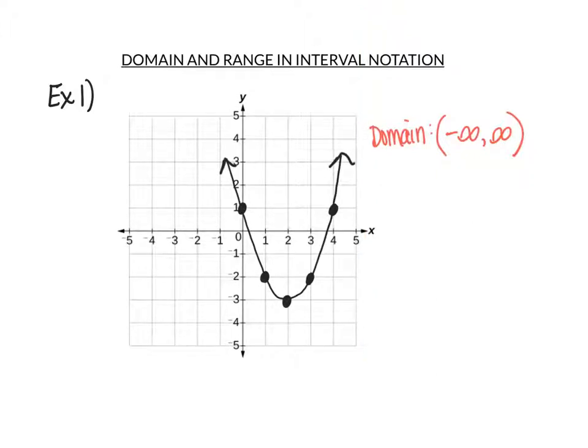So now let's check for the range. It's the same concept as domain, but instead of moving a vertical line from the left to the right side of your function, you are going to drag a horizontal line from the bottom to the top of your function. And when you do that, you are checking to see where your function touches.